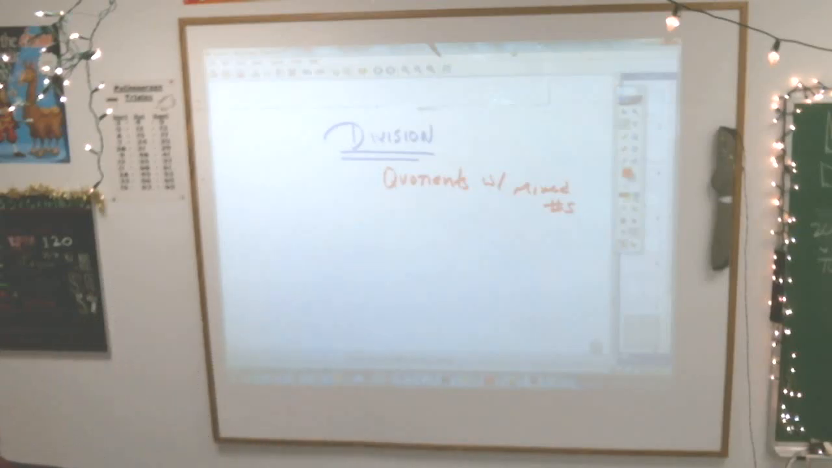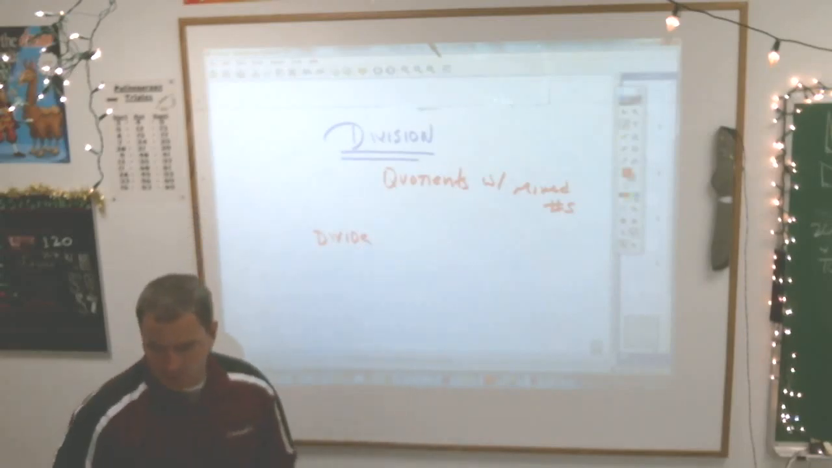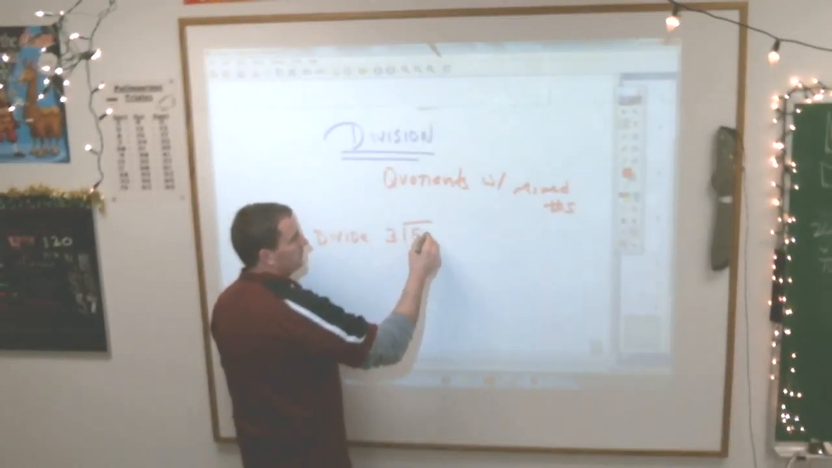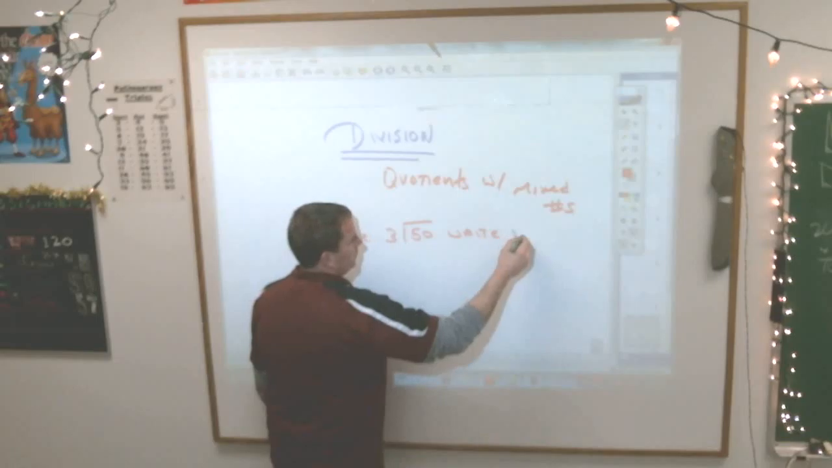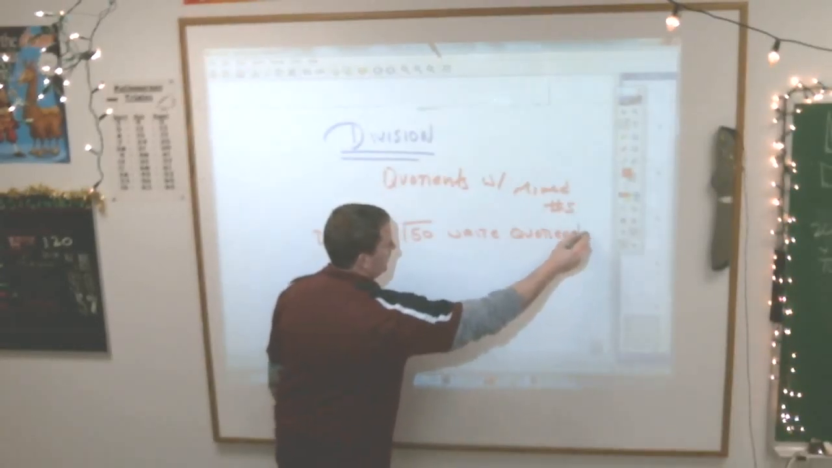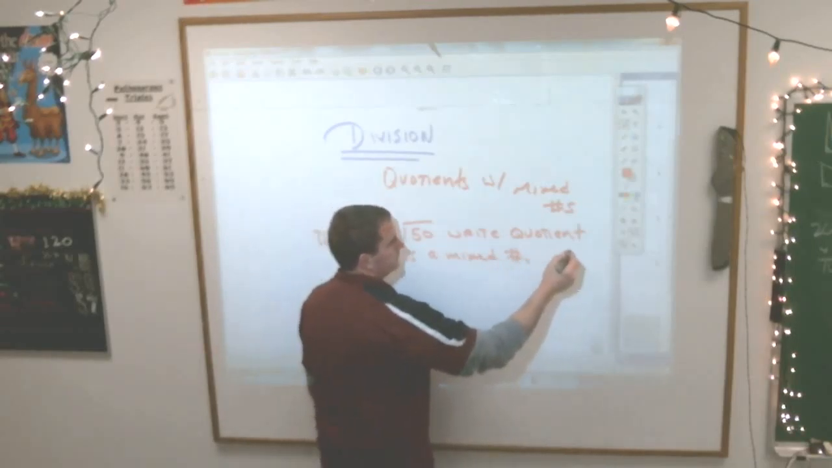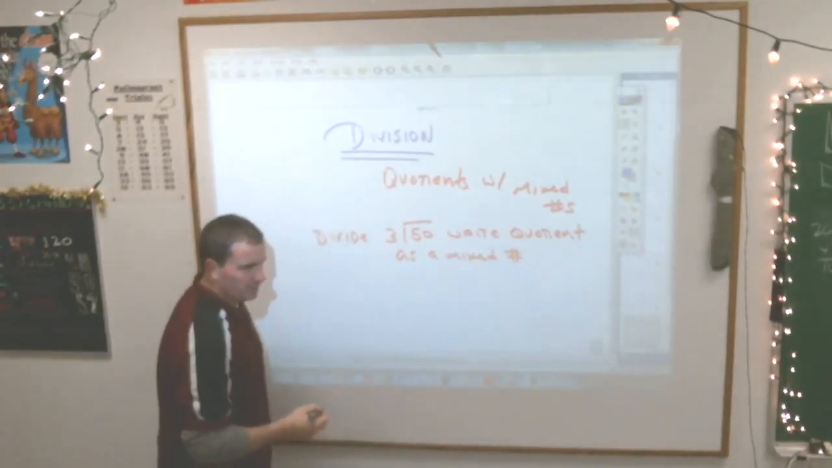We've talked about this before. The directions are now going to tell you: divide 3 into 50 and write the quotient as a mixed number. Haven't we done mixed number things before?